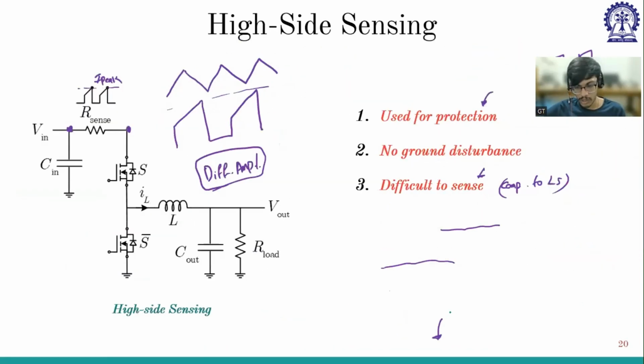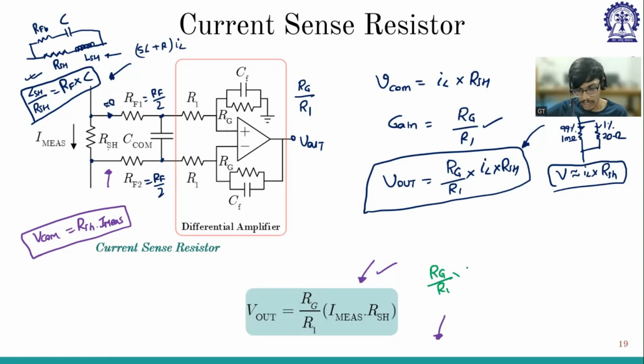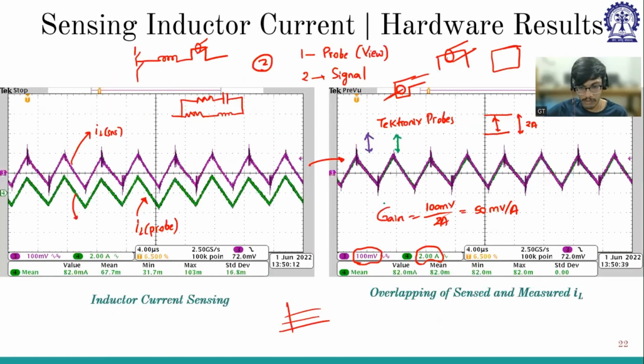So whatever gain we have considered, if you go into the previous slides, the overall gain is RG by R1 into RSH, right? So 1 ampere of my current is equivalent to some K millivolt. I am getting that K is 50 millivolt from this waveform, because 2 amperes is equivalent to 100 millivolt, so 1 ampere is equivalent to 50 millivolt.